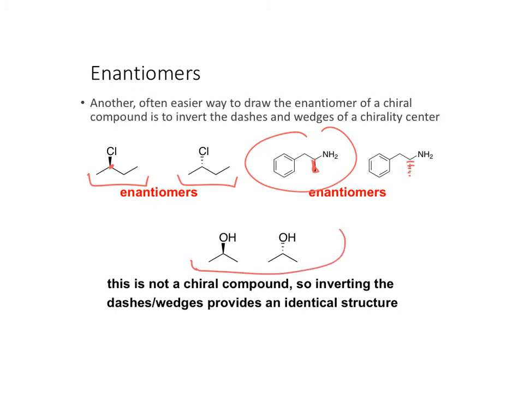And notice, however, here, we can draw this stereochemistry, but this compound is not chiral. If you look at this carbon, it has 2 methyl groups attached. So inverting the dashes and wedges actually provides an identical structure.